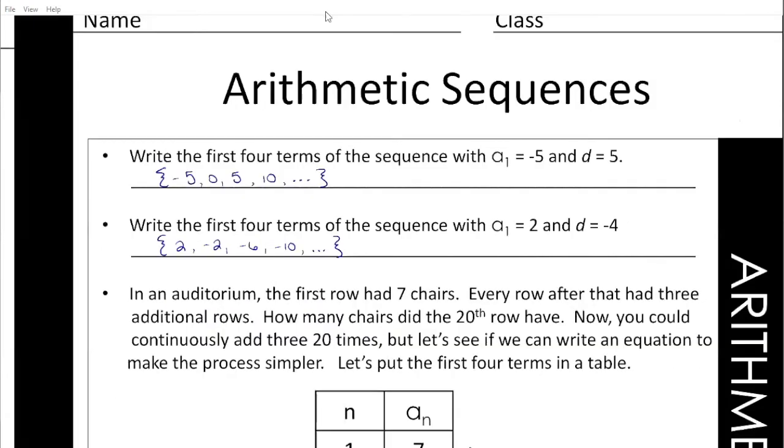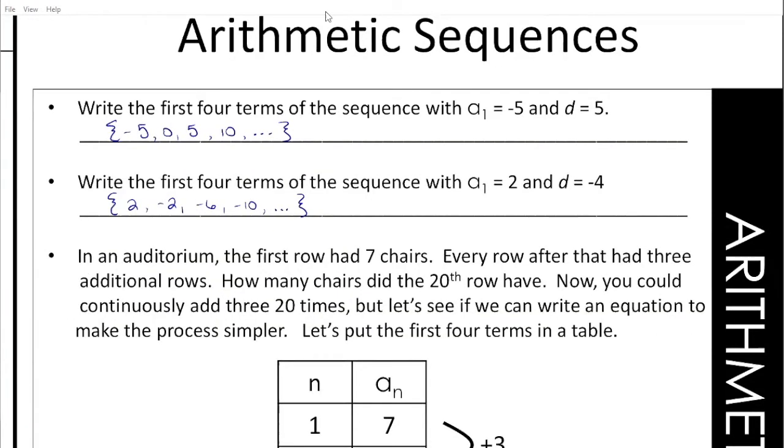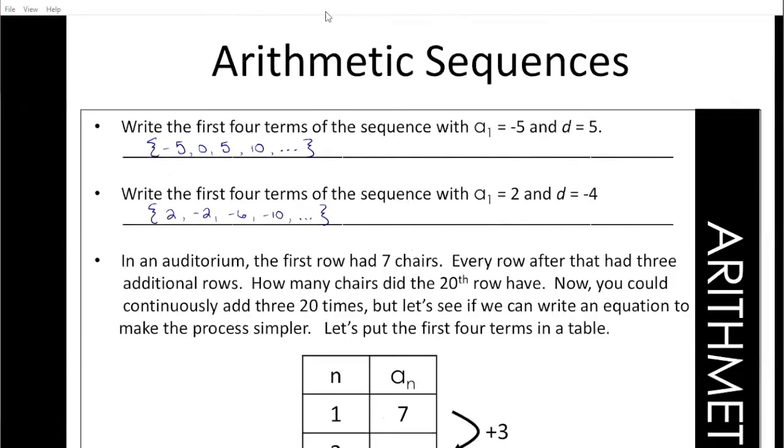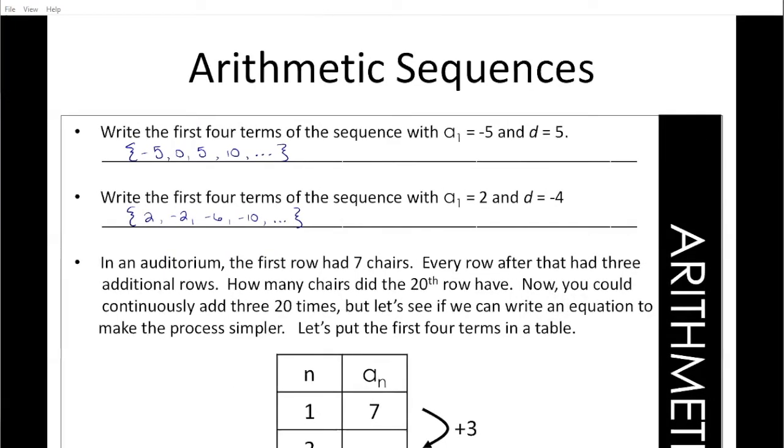So we can use this in our tables as well. Okay. An auditorium has the first row with 7 chairs. Every row after that has 3 additional chairs.